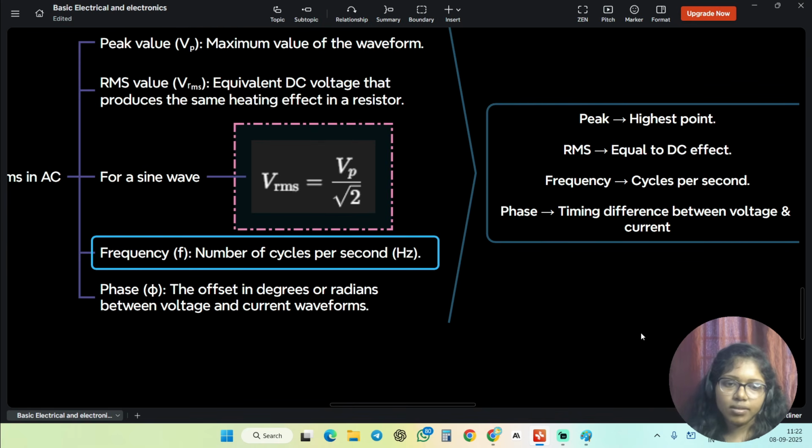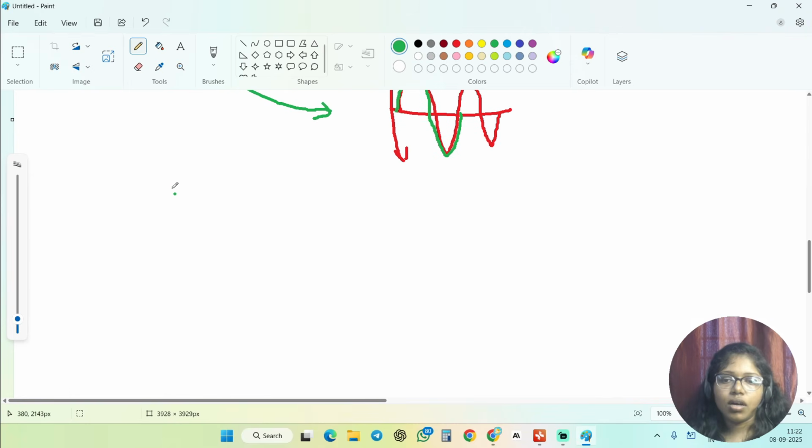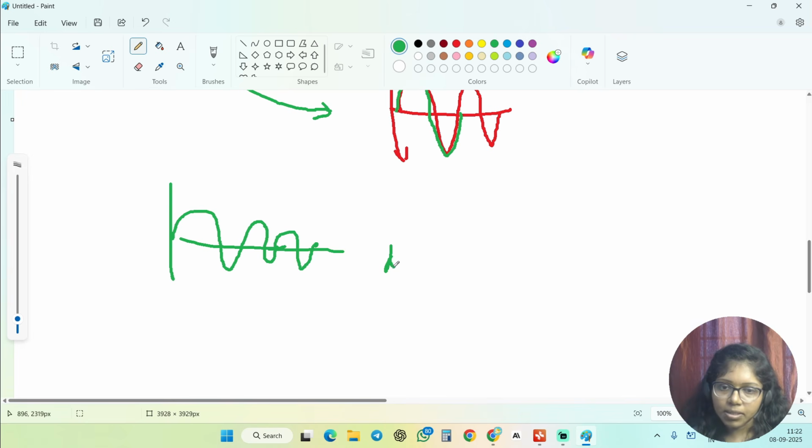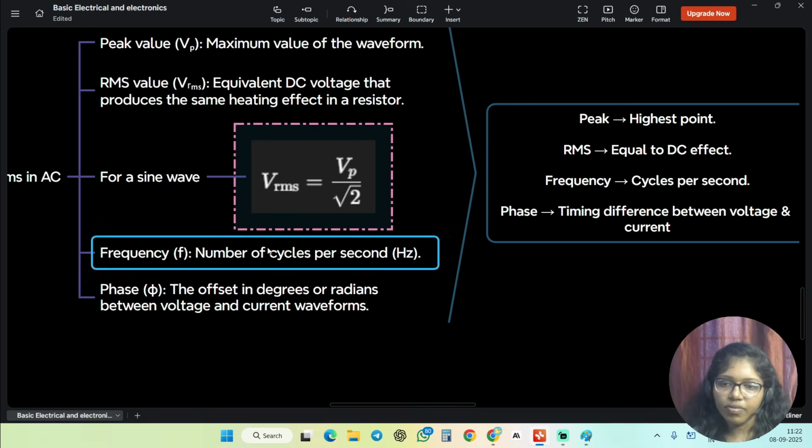And what is frequency? It is how many cycles of the alternating current pass per second. That is called the frequency.